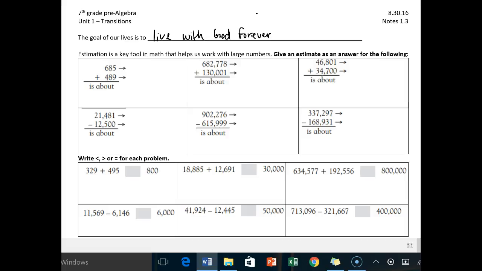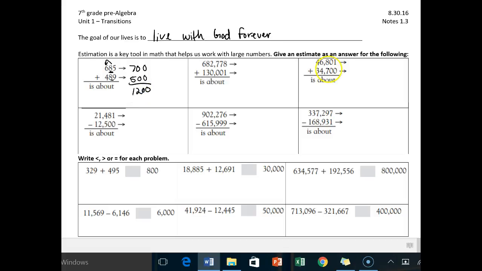So, estimation is a key tool in math that helps us work with large numbers. Given an estimate is an answer for the following. You can basically just take these numbers and round them to their nearest hundreds or thousands or hundred thousands, and instead of getting an exact number, we can get an estimate. So, for instance, 685, this 8 right here, we can round this up to 700. 489, this 8 right there, we can round that up to 500. So we have an estimate of about 1,200.